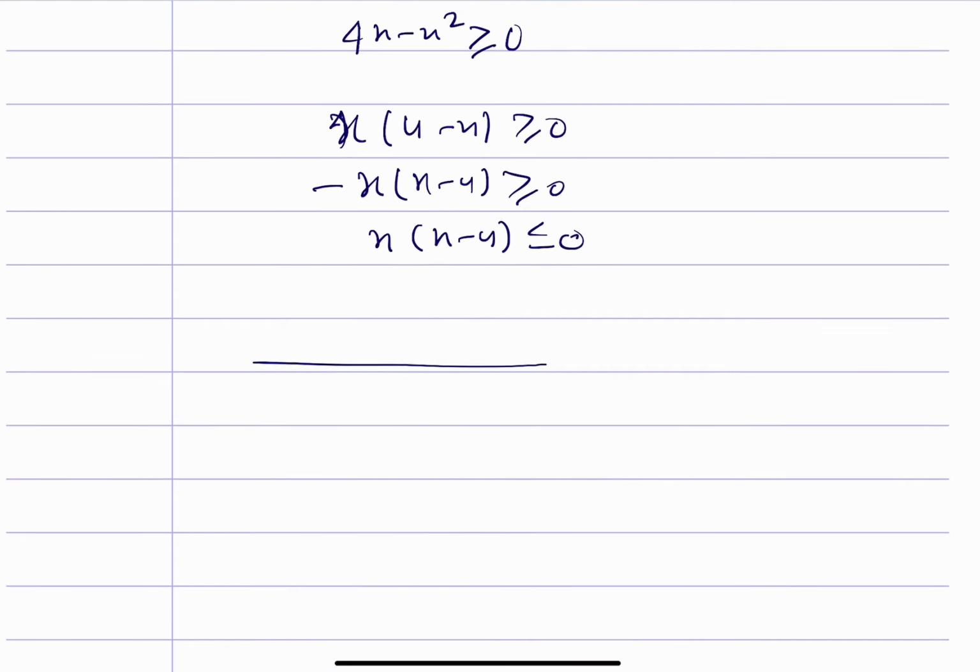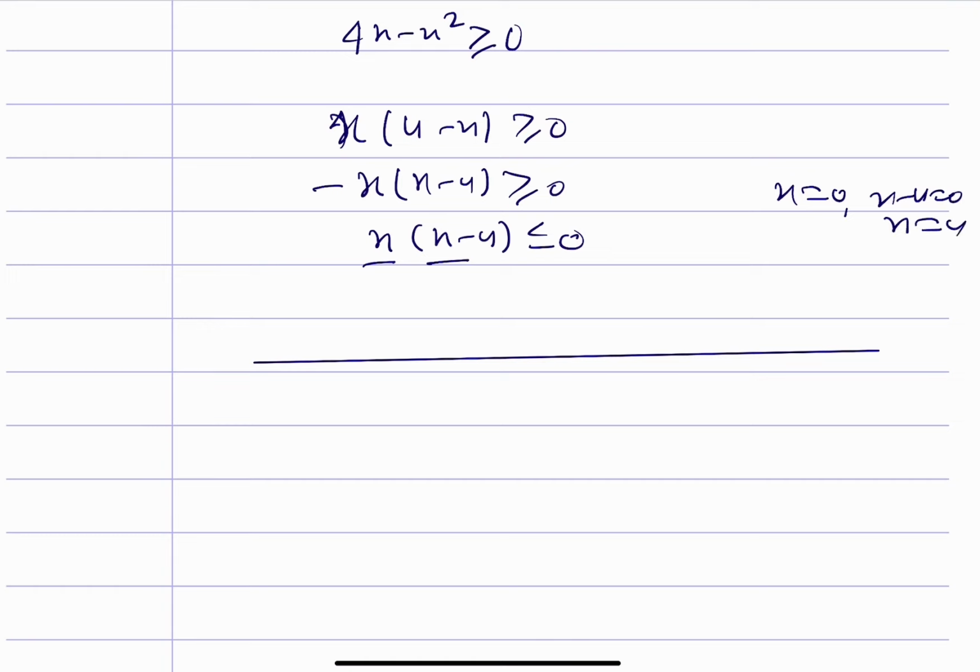Here we'll use the wavy curve method to find the solution. We equate all the expressions with 0. So x equal to 0, and x minus 4 equal to 0, so x equal to 4. Here we have 0 and here we have 4. What is the sign of this expression? We have positive, negative, positive. Which values do we have to consider? x into x minus 4 should be less than or equal to 0.